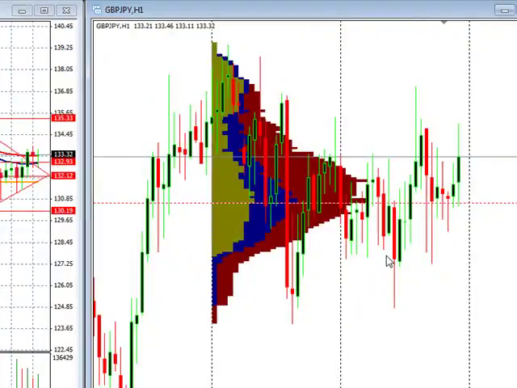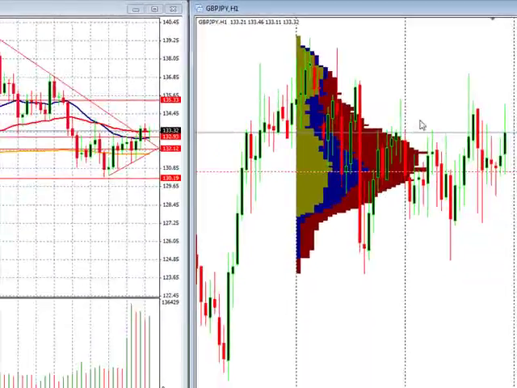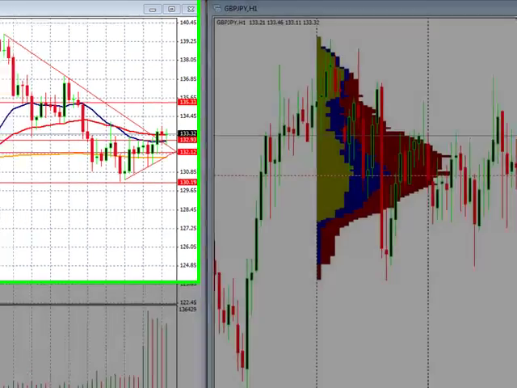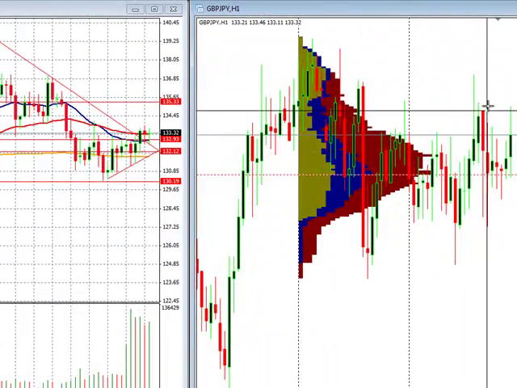Now what we can see is that first of all, our point of control is 133.12, ton of volume in this area, so it's going to take a lot. And this is why we have these 2 days of consolidation, because it's going to take a lot. We really need to see this get above 133.45 to try to move higher. And we can see that right here.